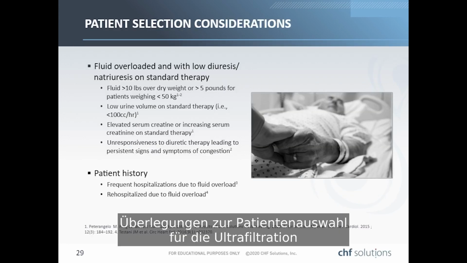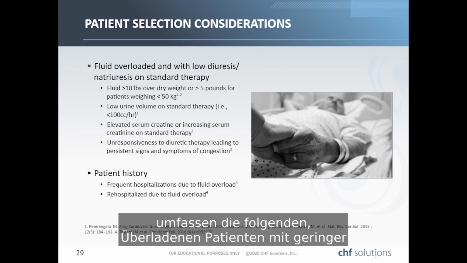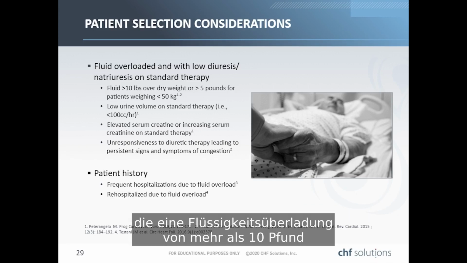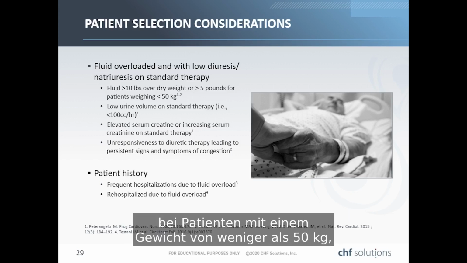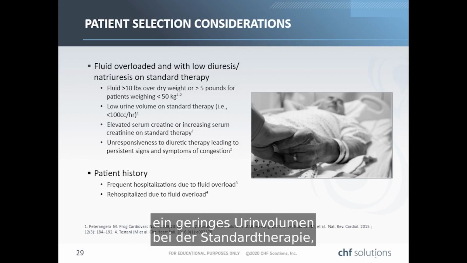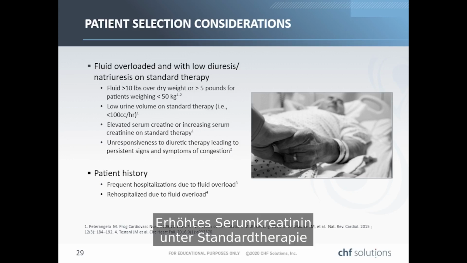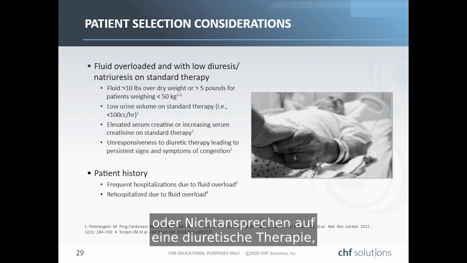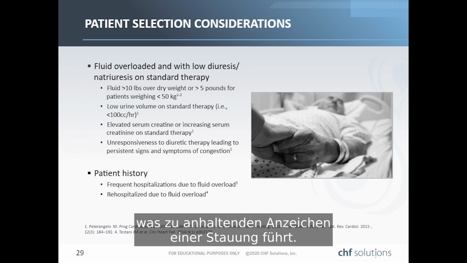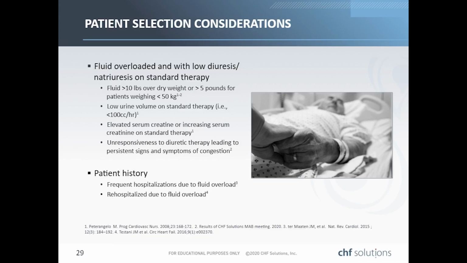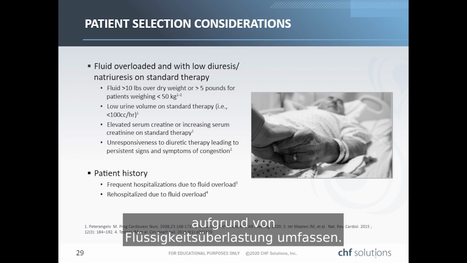Patient selection considerations for ultrafiltration include the following: fluid overloaded patients with low diuresis or natriuresis on standard therapy, which includes fluid greater than 10 pounds over dry weight, or greater than 5 pounds for patients weighing less than 50 kilograms; low urine volume on standard therapy, for example, less than 100 cc's per hour; elevated serum creatinine or increasing serum creatinine on standard therapy; or unresponsiveness to diuretic therapy leading to persistent signs and symptoms of congestion. Patient history may include frequent hospitalizations due to fluid overload or rehospitalization due to fluid overload.